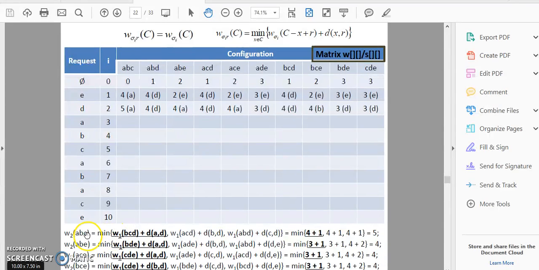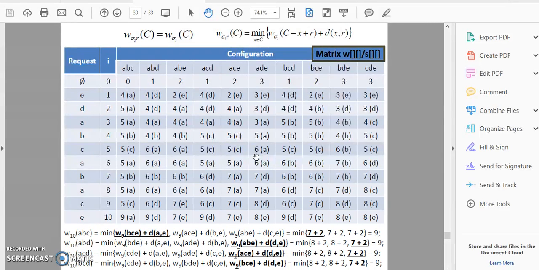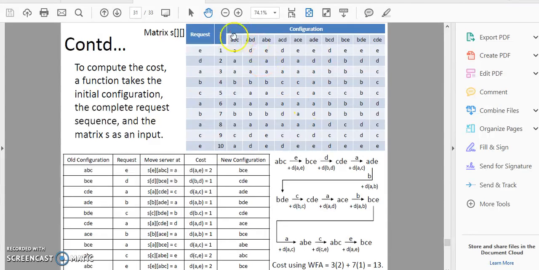So for W1, the requested point D is coming. We will either remove A, B, or C. Let us remove A and add D at the end. So BCD, and we have traveled A to D. Or we will remove B, so we will have A, C, and at the end D, plus we have moved from B to D. So we can calculate all of this table. You can calculate it yourself and verify the result. So we finally have this table.